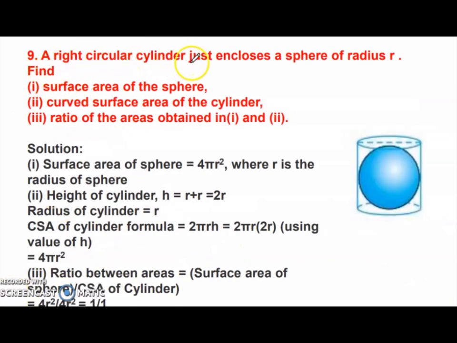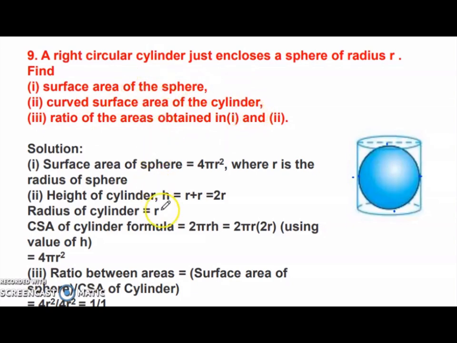A right circular cylinder just encloses a sphere of radius r. So this is how the figure looks like. There is a cylinder and inside that there is a sphere such that the sphere touches the top of the cylinder. It exactly encloses the sphere. You have to find these things: 1, surface area of the sphere; 2, curved surface area of the cylinder; and 3, ratio of the areas obtained in 1 and 2.